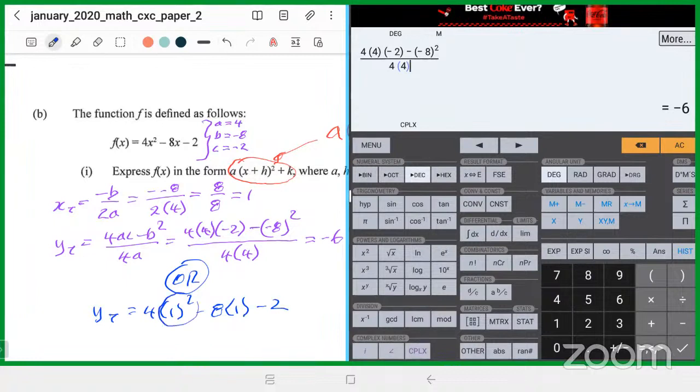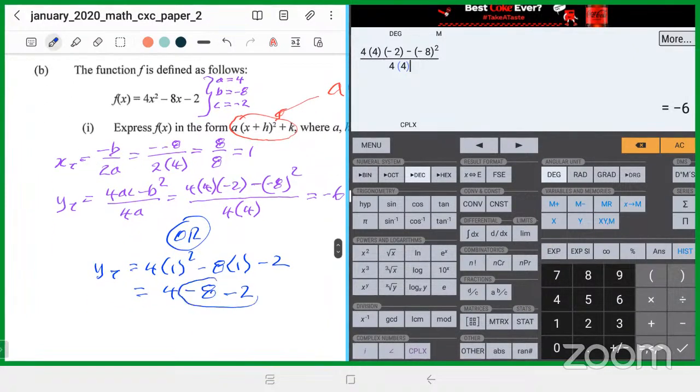Now this 1 squared is 1. So 4 times 1 is going to be 4 still. This 8 times 1 is 8, so we're going to be subtracting 8 still and then subtracting 2. So this is really -10. So 4 minus 10, see, you get the same -6. Same -6. So now you know another way that you can find yt. You can find yt by plugging the xt value into the function. That's another way to find yt.